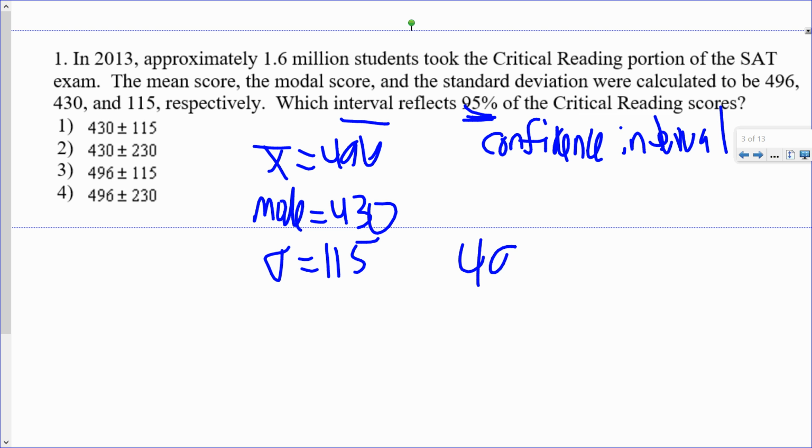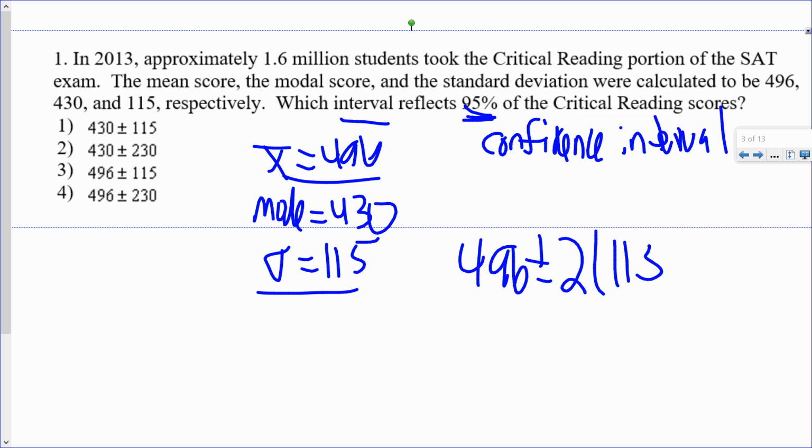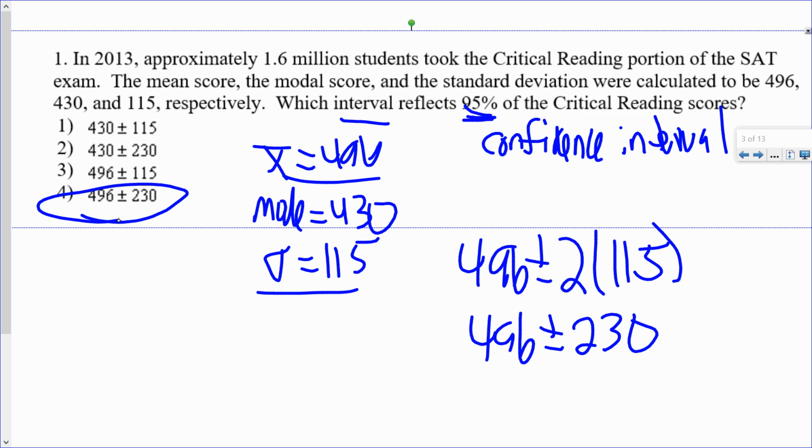So it's the mean plus and minus 2 times the standard deviation. The mode doesn't matter, it's not part of this. So 2 times 115 is just 230. And that's it. That's what it's asking for, this particular question. Normally, to find the actual confidence interval, I would add and subtract those values, but this is a multiple choice question, and that's all they want you to do.